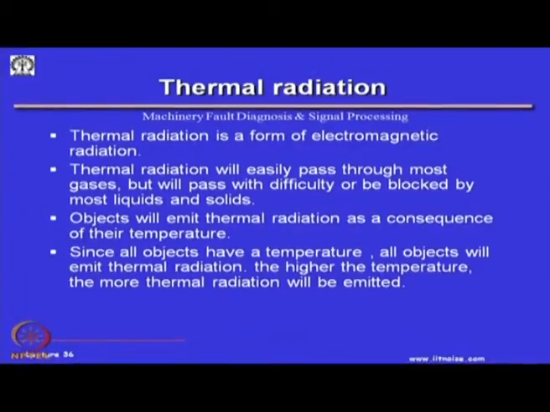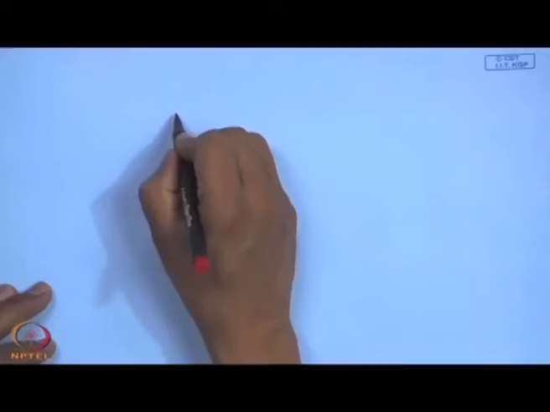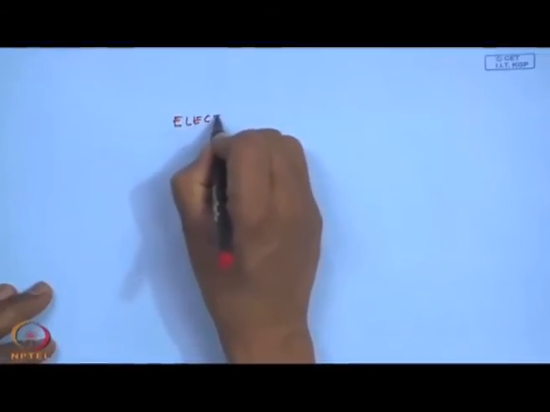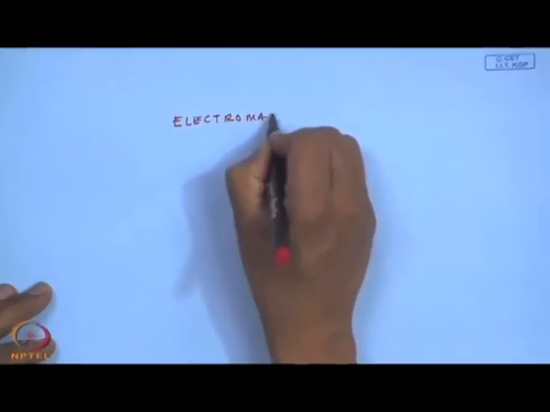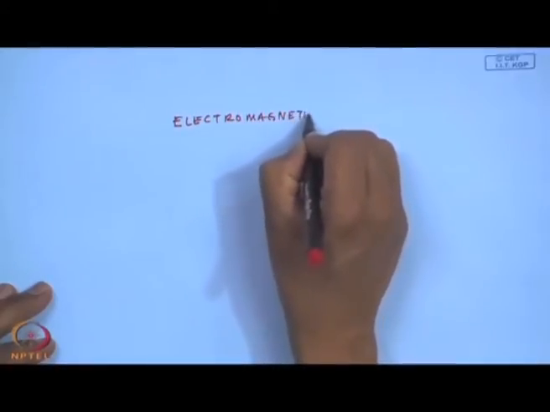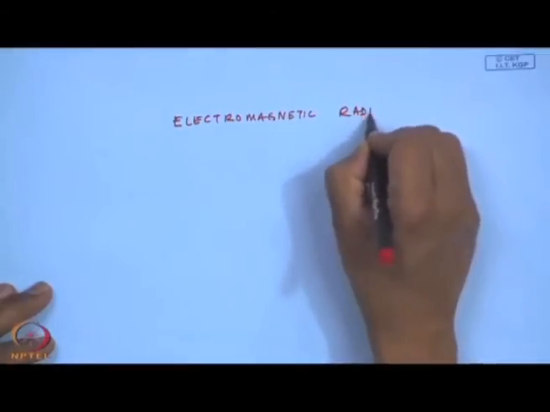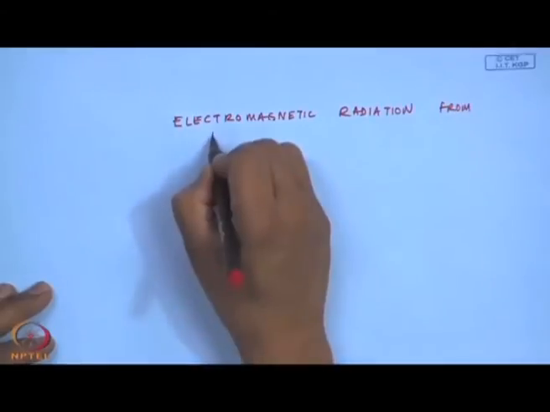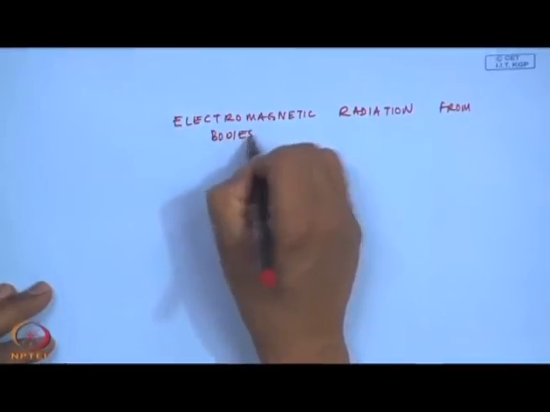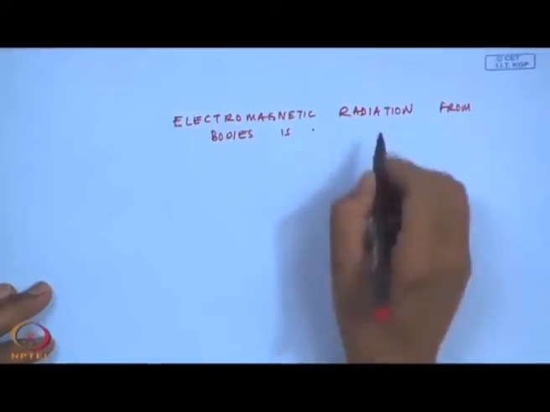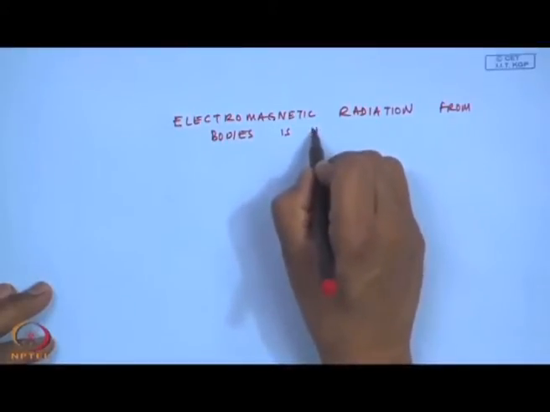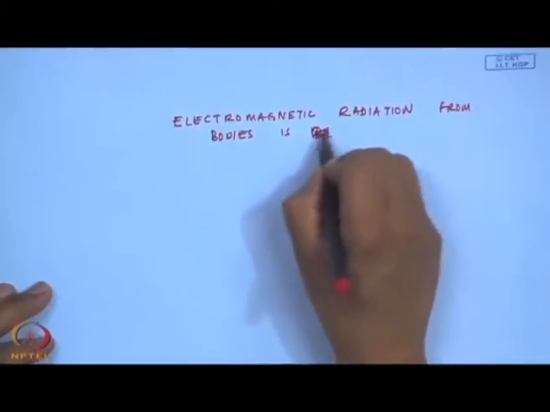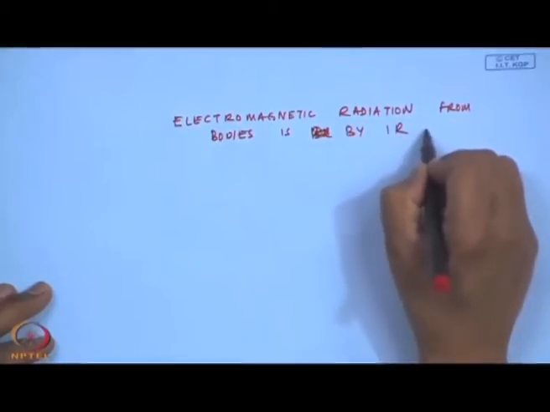So, thermal radiation is a form of electromagnetic radiation, as we just mentioned to you. The radiation from bodies is in the form of IR waves.